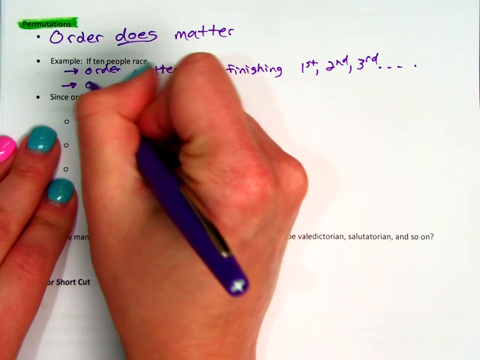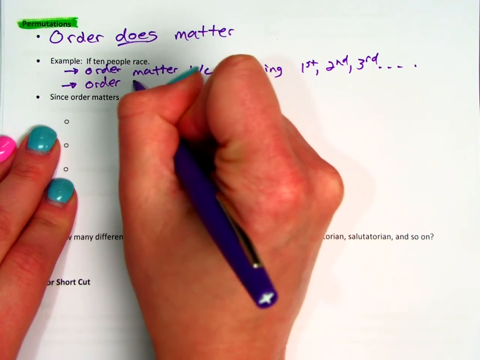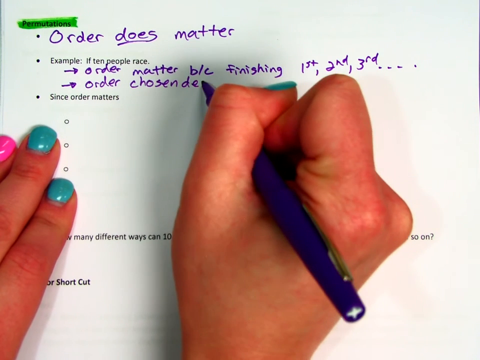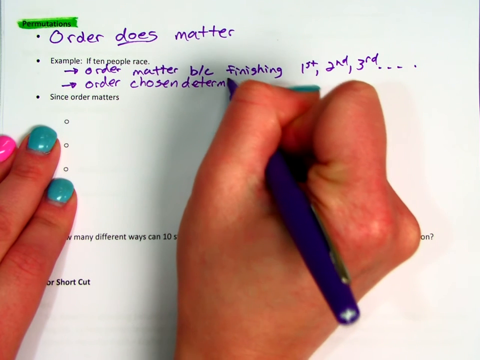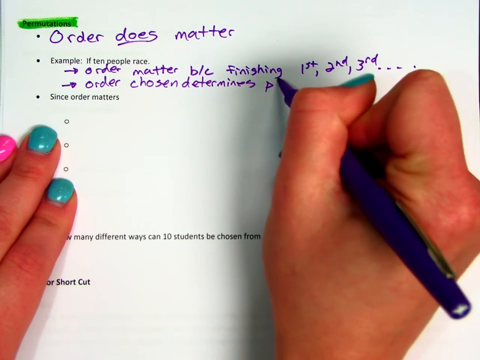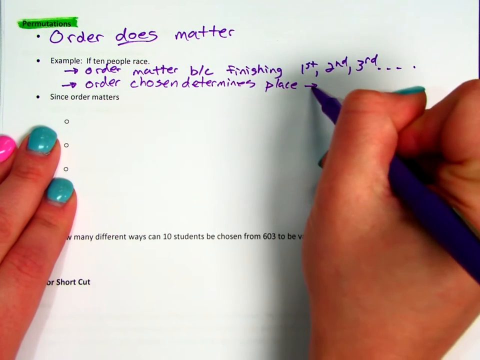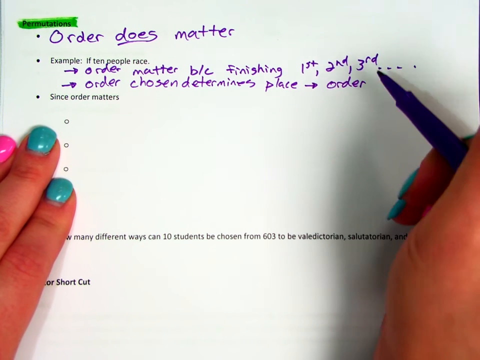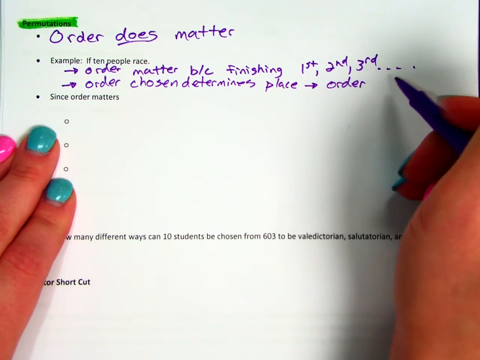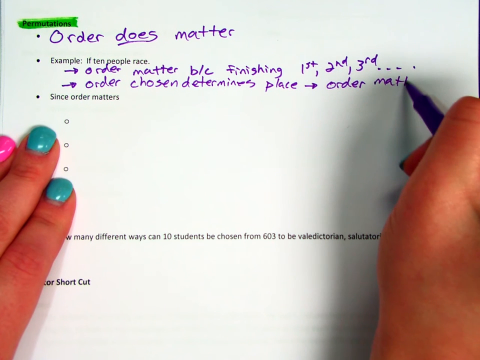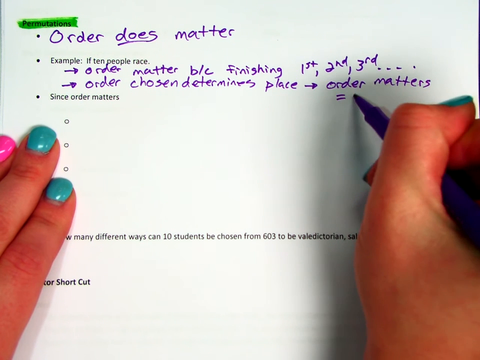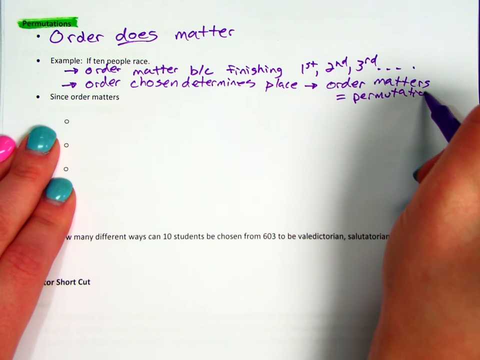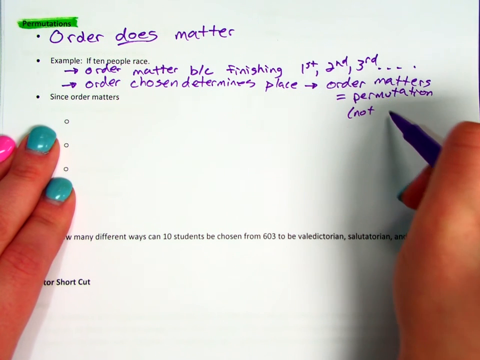So the order that we're choosing the people, the order chosen, determines the place, in other words, the place that you finish in. In this case, order does matter, because if I chose the person first, we would say they were finishing first. If I choose them second, they're finishing second. So order matters, which means that this is a permutation and not a combination.